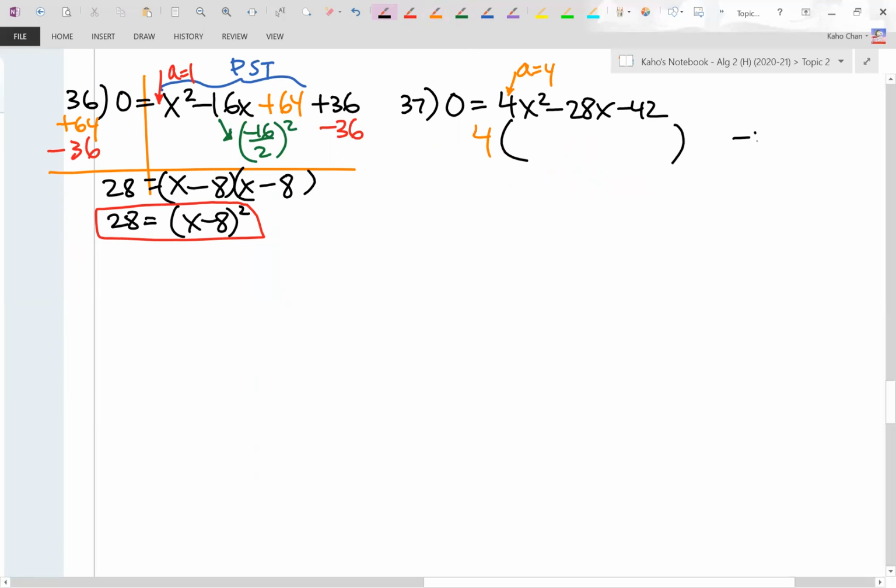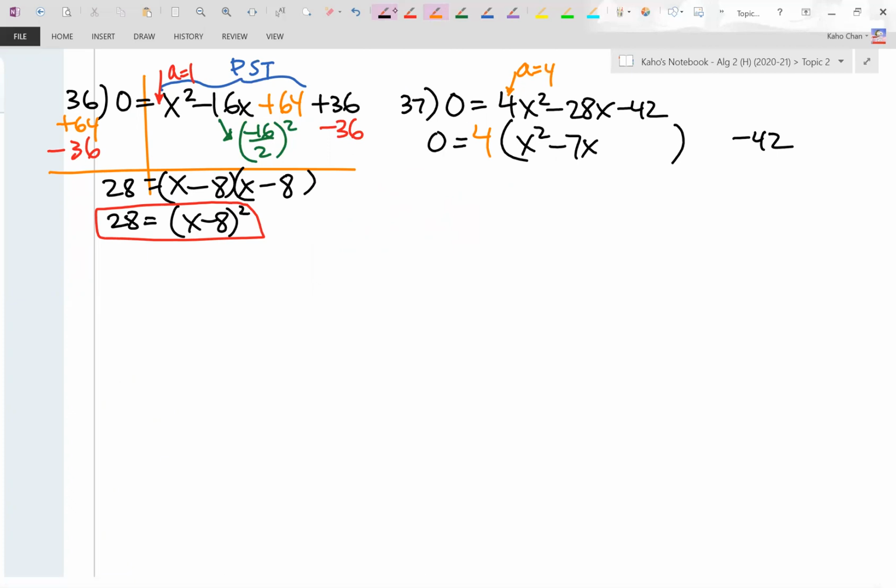Scooch the negative 42 off to the end, okay? When I factor out a 4, I'll get x squared minus 7x. Oh no, it's an odd number. I'm not liking this at all. I'm going to move the 42 to the other side right now to just get out of the way. Let's move it over there to the other side.